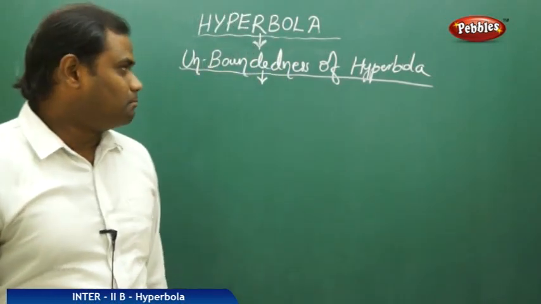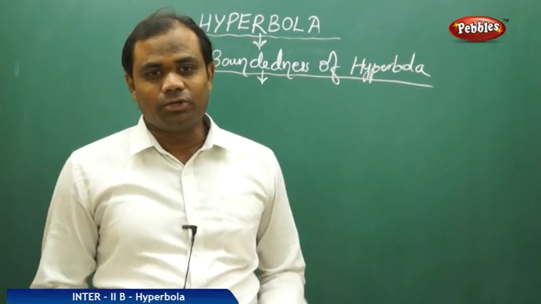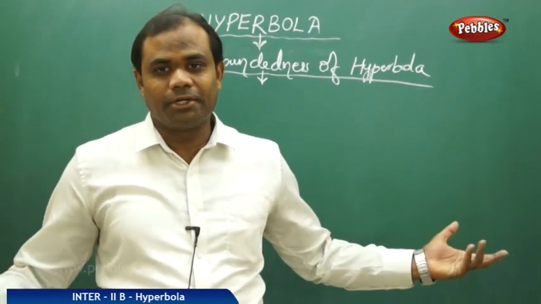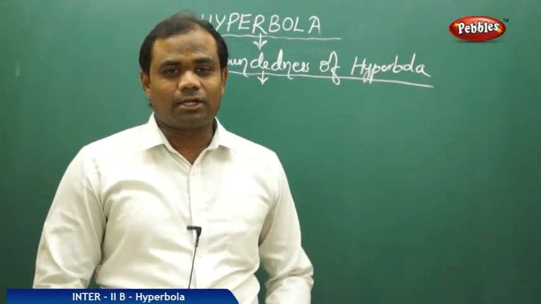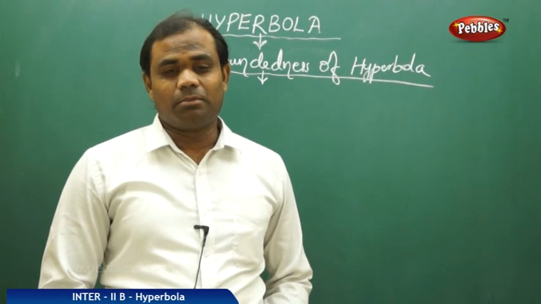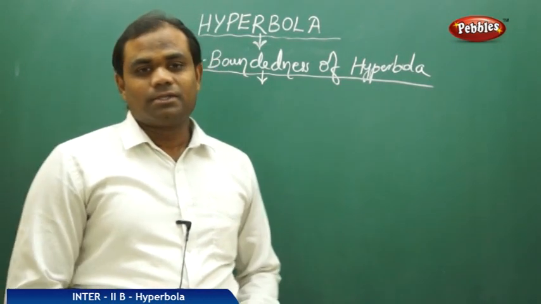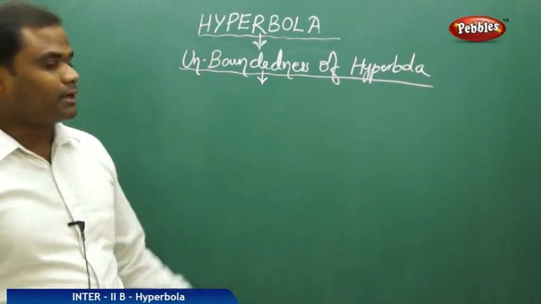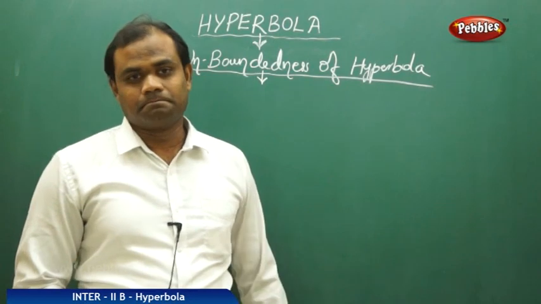Now let's see the unboundedness of the hyperbola. That is, whether the hyperbola is a closed-shaped curve or an open-shaped curve. For example, the circle is a closed curve, an ellipse is a closed curve, but a parabola is not a closed shape, it's an open curve. Similarly, let's identify the openness or closeness of the hyperbola.